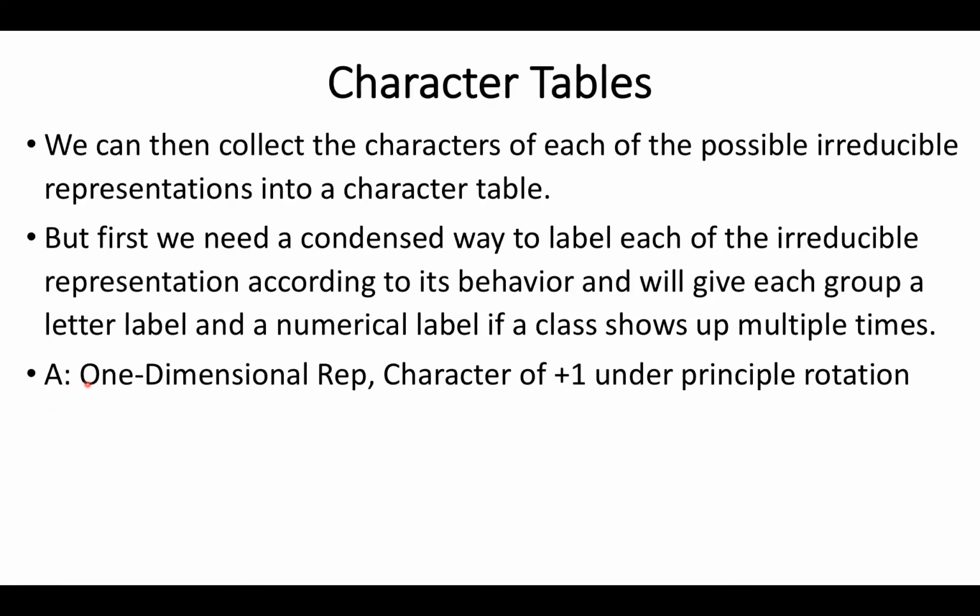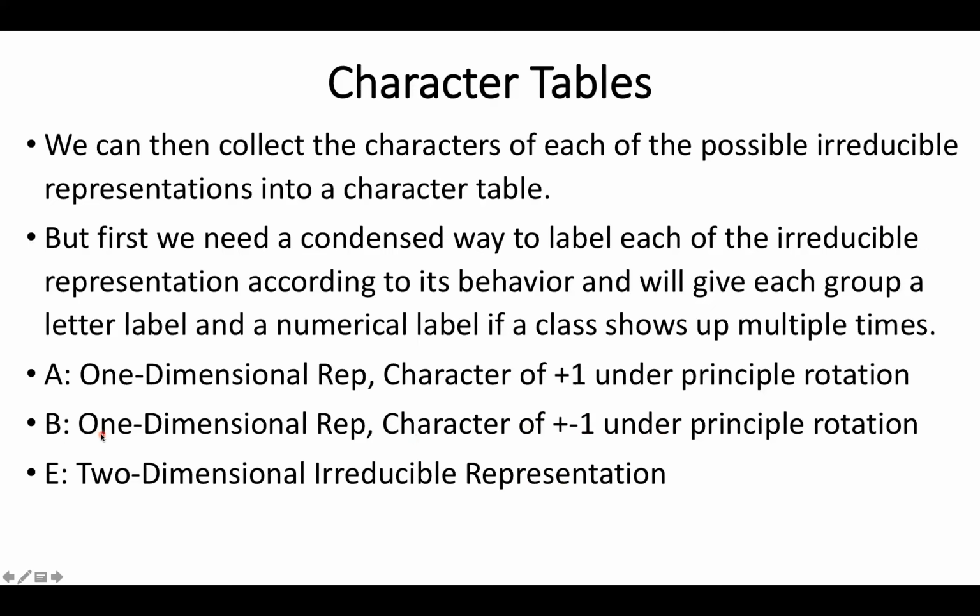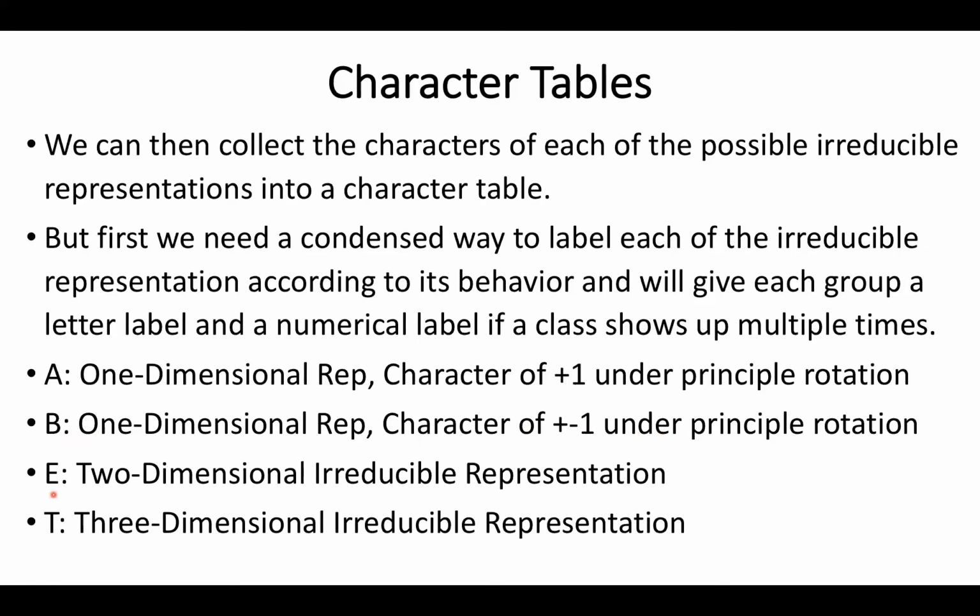Now, because it turns out that there tends to be a lot of one-dimensional representations, we subdivide this class so that if I have a one-dimensional representation that has a value of -1 under a principal rotation, this is going to be given a value of B. Now, if we, as we just encountered for C3v symmetry, have a two-dimensional irreducible representation, this is going to be given a character of E. And if we have a three-dimensional one, this is going to be a little bit more infrequent, but we're going to be looking for a value of T showing up in our character table.